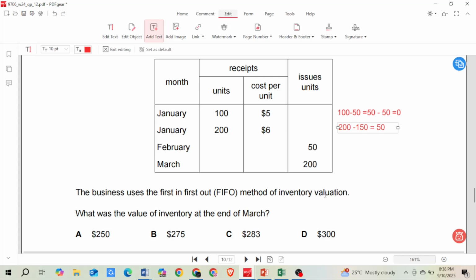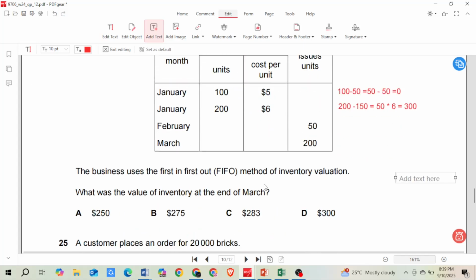So we need to find out what is the value of these 50 units which are left. Okay, so closing value of the inventory. And these 50 units were purchased at a price of 6. So 50 into 6, which is 300. Okay, so your correct option here is option D. For question number 24, answer is D.